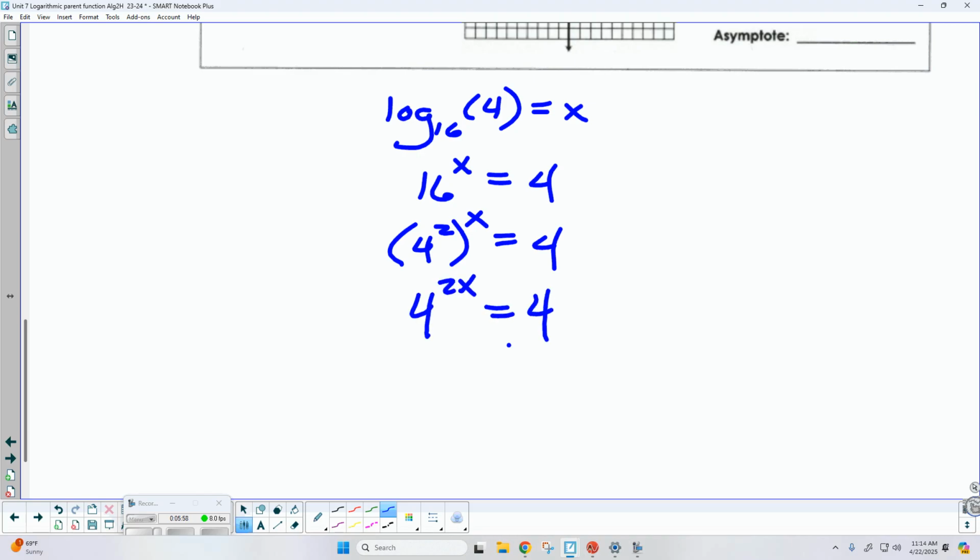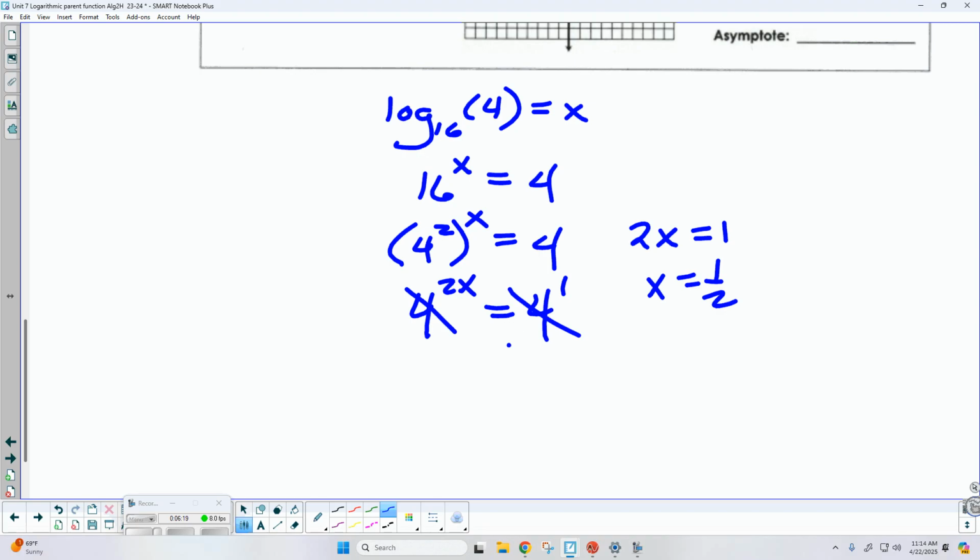We just talked about this a moment ago. If there's no power, we understand it to be 1. Bases are the same, so if I cut those loose, 2x equals 1. So yeah, x equals 1/2. And that makes sense because we know that anything raised to the 1/2 power, that's the same as taking a what? A square root.